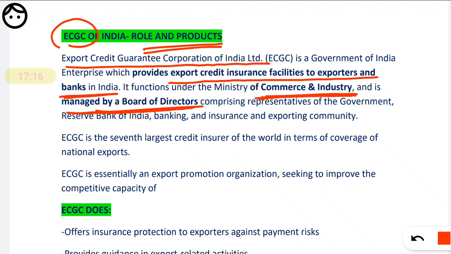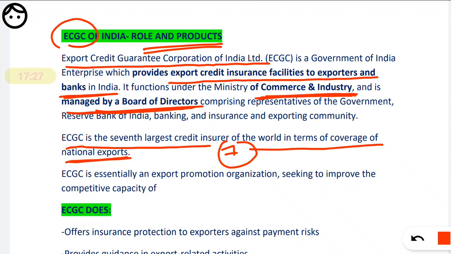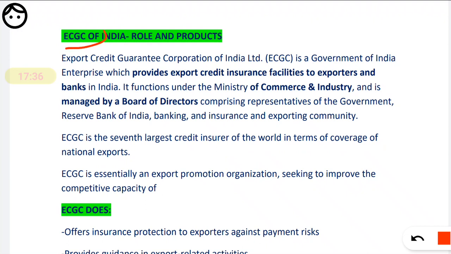Also remember a few points: ECGC is the seventh largest insurer of the world in terms of the coverage of national export, and ECGC is essentially an export promotion organization. Basically, just remember ECGC provides insurance to the exporters as well as the banks in India. It functions under the Ministry of Commerce and Industry, and it is managed by the BOD.